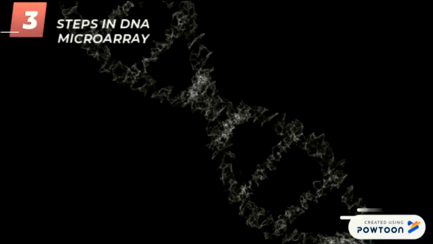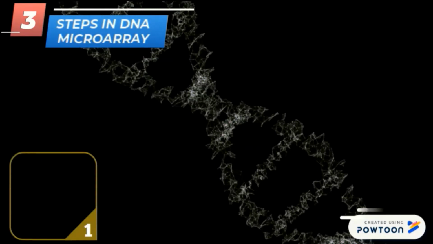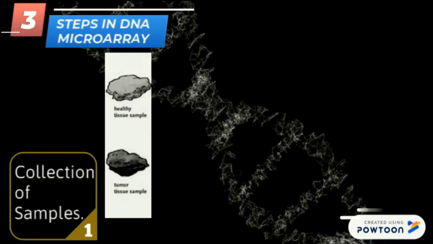For the steps in DNA microarray, the first step, which is collection of samples, the sample may be a cell or tissue of the organism that we wish to conduct the study on. Two types of samples are collected, the healthy cells and the infected or tumor cells. These are for comparison and to obtain the results.